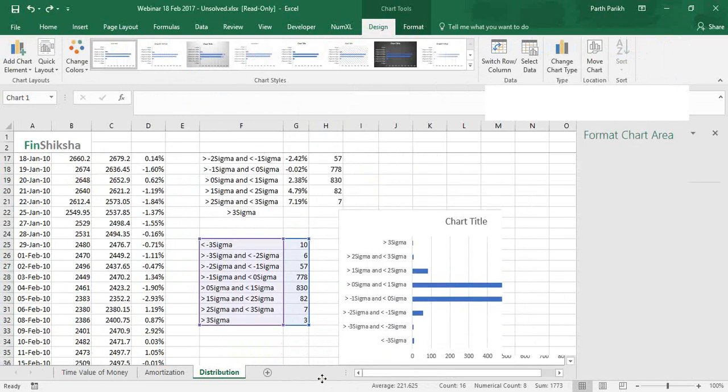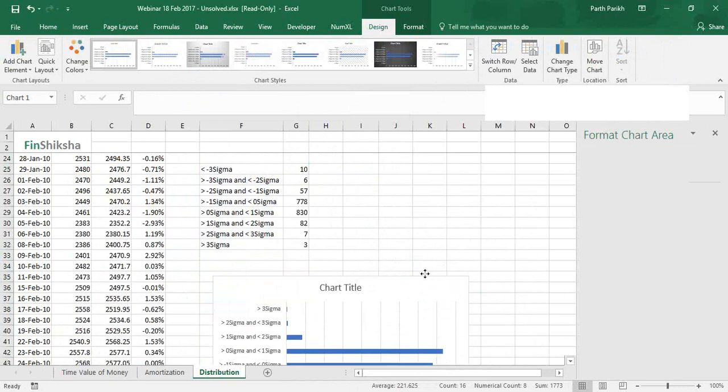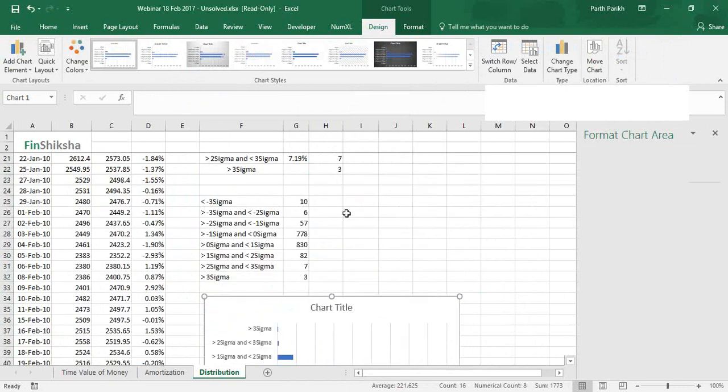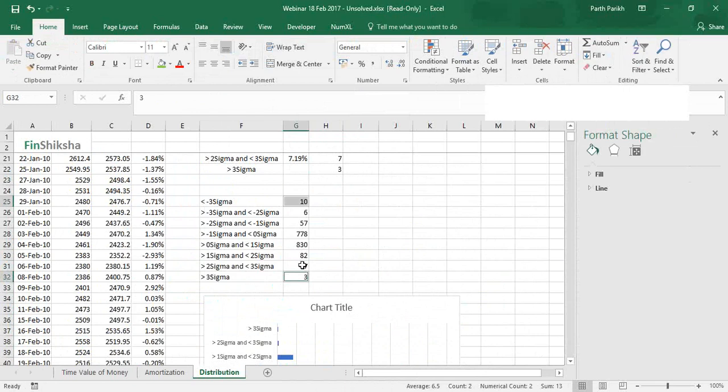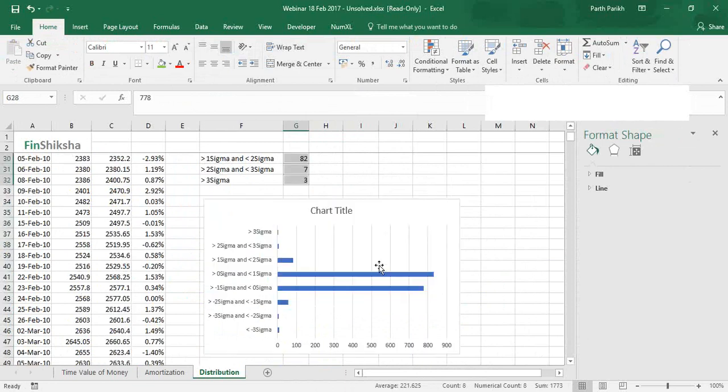Bell-shaped curve appears over here. So this basically means that extreme ranges are 3 and 10, then 6 and 7, then 57 and 82, and most of them lie in between. So that means I have high kurtosis.